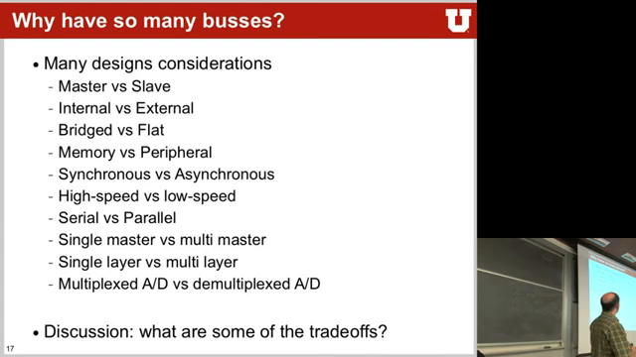So why do we have so many buses? Well, because we have a lot of different architectures. There's master versus slave, internal versus external, etc. So get together in teams of two again and talk about what some of the trade-offs are that you have to make. Why do you have master versus slave buses? Why do you have internal, external? What are the advantages or disadvantages? What would you have to change in a bus architecture, for example, if it were an internal versus an external bus? Let's do it for 2 minutes, and then we try to make a list on the blackboard.